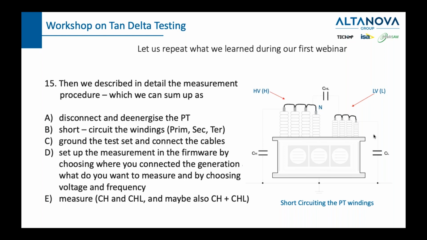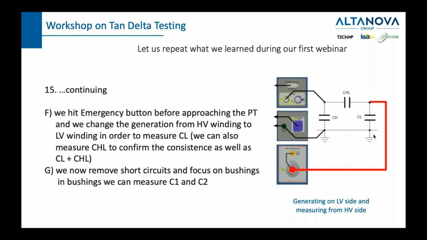What we need to do after that is ground the test set and connect the cables. And then we have to set up the measurement in the firmware by choosing where we have connected the high voltage generation of our test set, and where we have connected the measurement. And then we should choose the voltage and the frequency. After we choose where we have connected, we can also choose what we want to measure, and automatically the method of measurement, we will be talking about the methods later, will also be chosen for us.